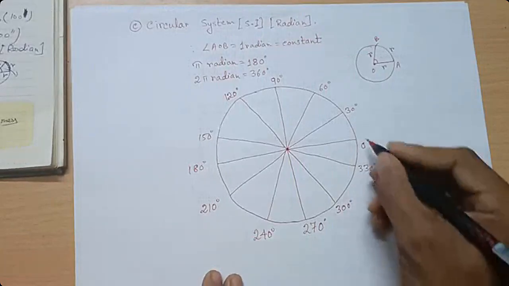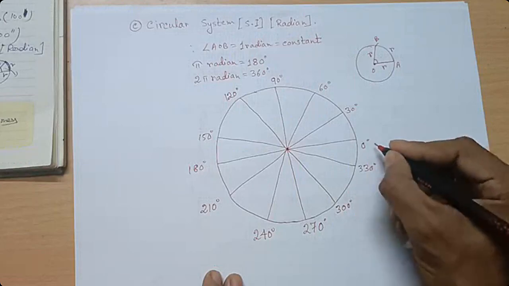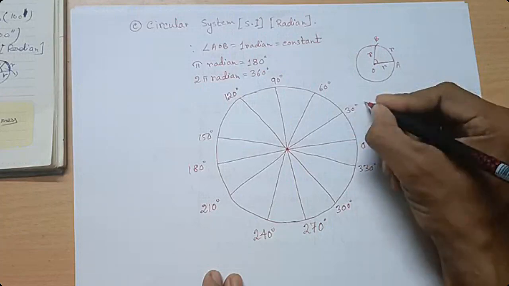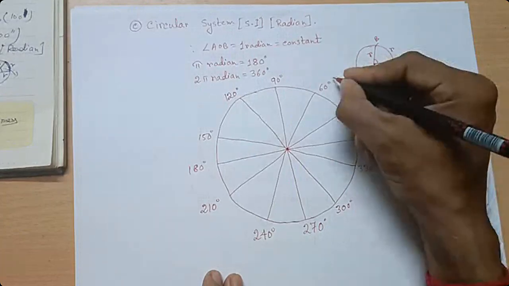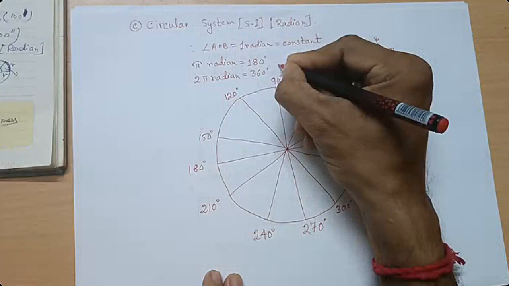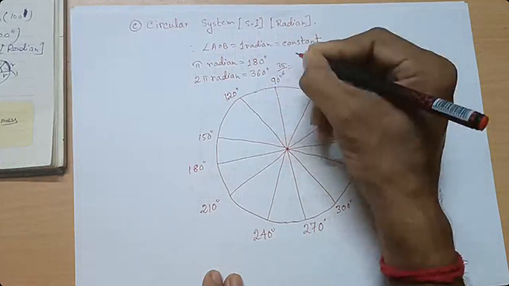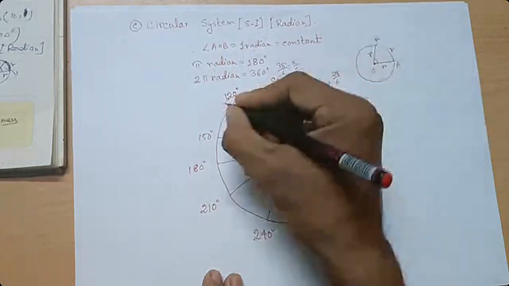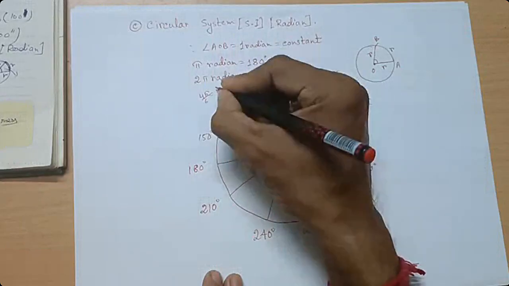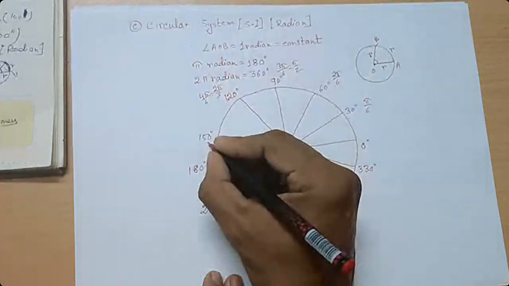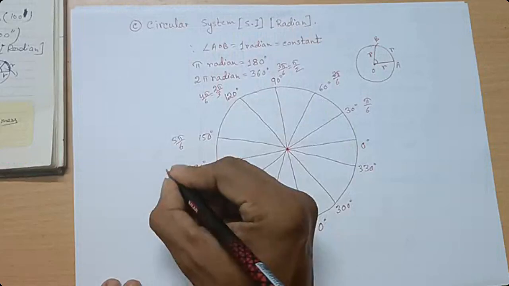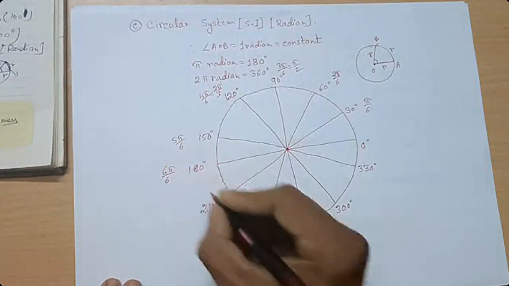Now if we write these degrees in radians: 30 degrees is pi by 6, 60 degrees is 2 pi by 6, and 90 degrees is 3 pi by 6, which you can write as pi by 2. 120 degrees is 4 pi by 6, equal to 2 pi by 3. 150 degrees is 5 pi by 6. 180 degrees is 6 pi by 6, or pi.